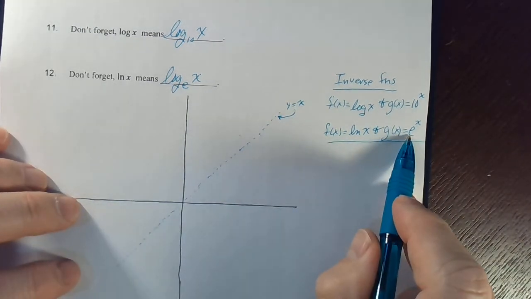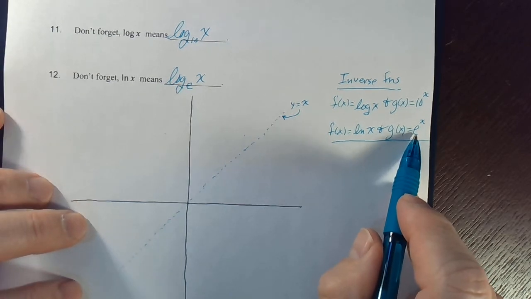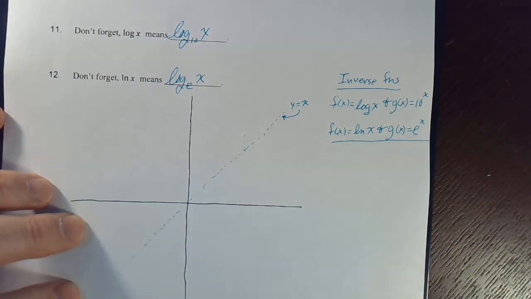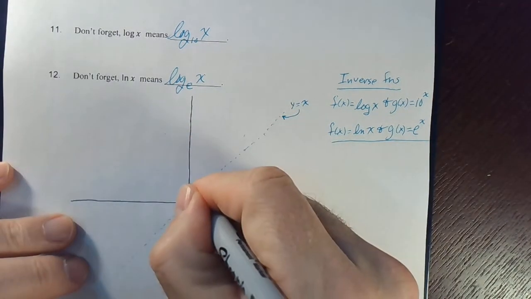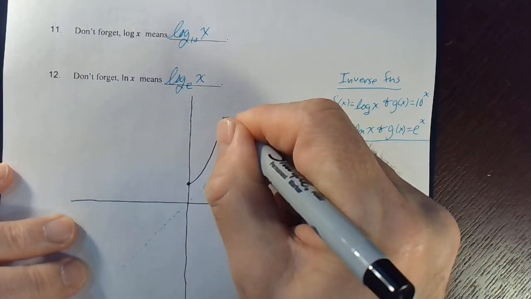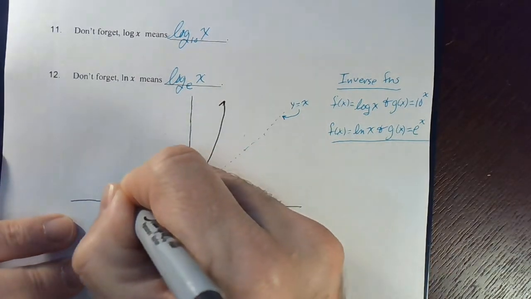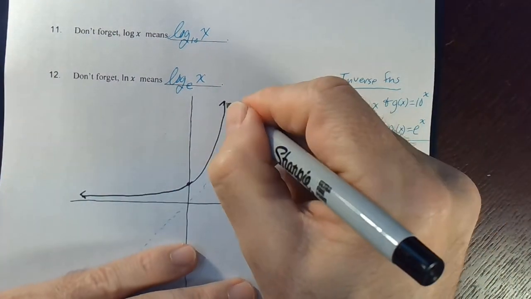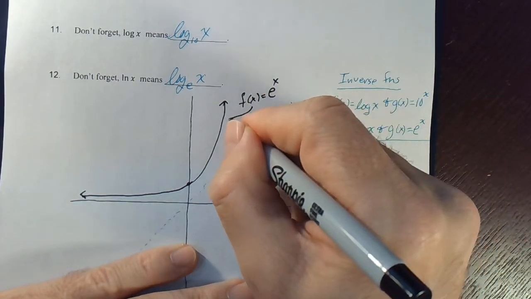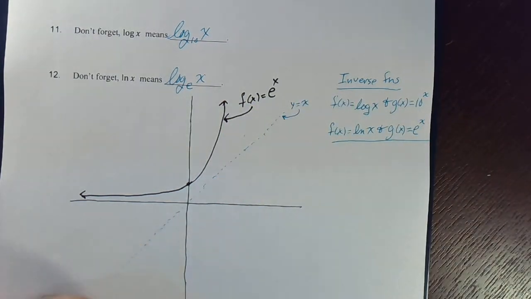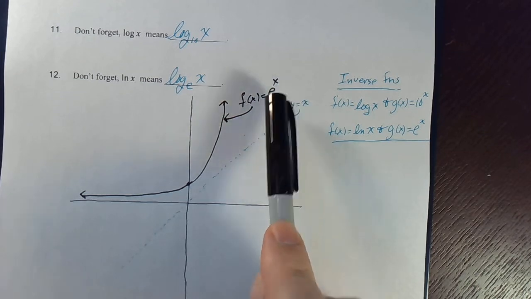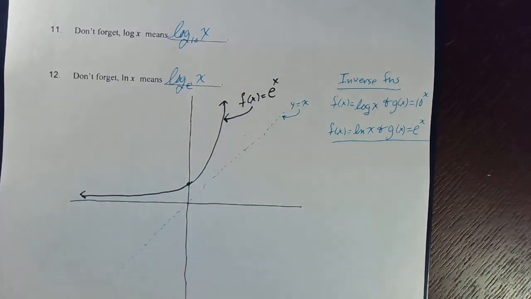Well, e is a number that's about 2.7. We've seen what 2 to the x looks like, and we know it goes through the point 0, 1. And it goes something like this. Roughly speaking, that's f of x equals e to the x. And notice, it's always positive. There's no exponent you can raise e to get a negative number because e is a positive number.